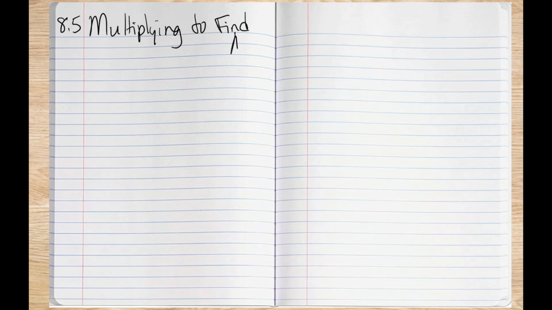Welcome to the notes for lesson 8.5, multiplying to find area. In these notes, we are going to review the concept of area and discuss how we can use fraction multiplication to find area. So to start, let's review the idea of area.